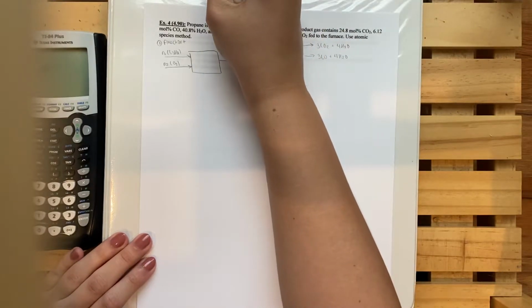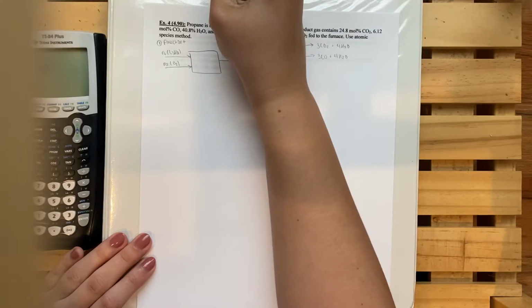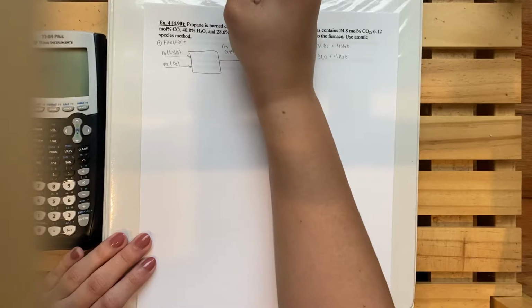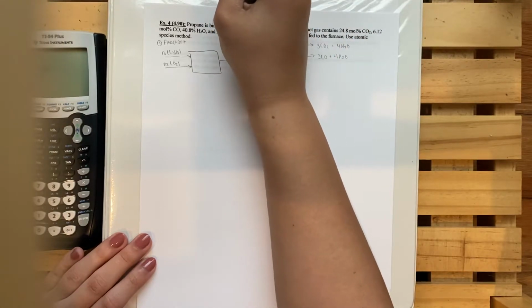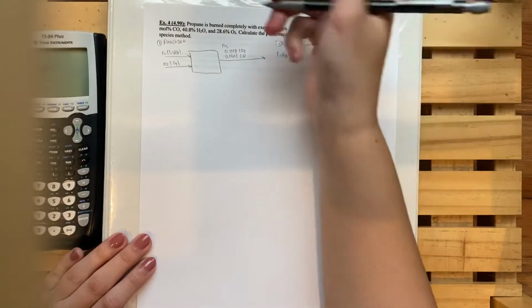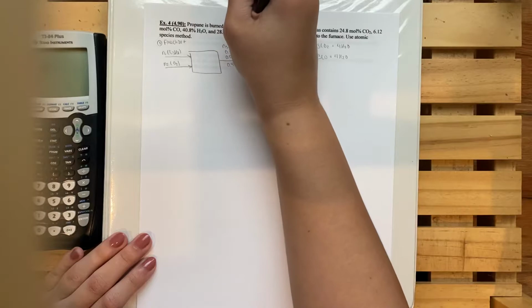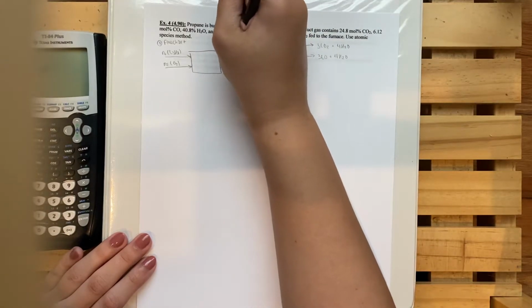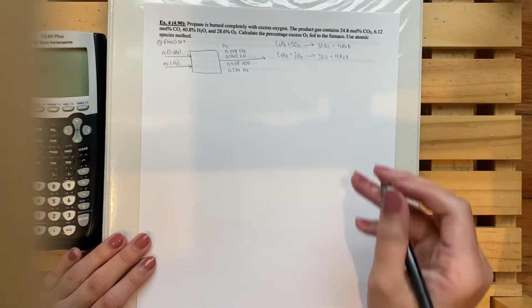And then we have our outlet stream N3 with a composition of 0.248 CO2, 0.0612 CO, 0.408 H2O, and 0.286 of O2.